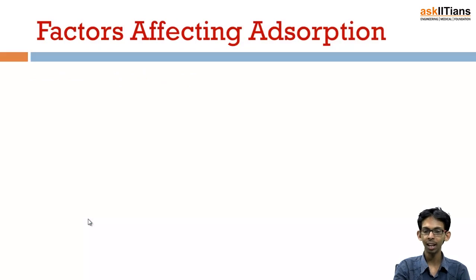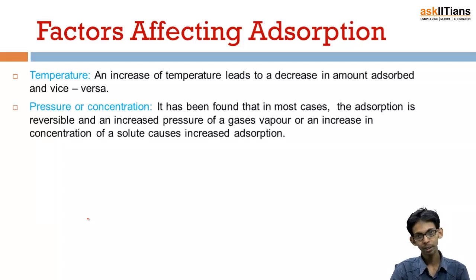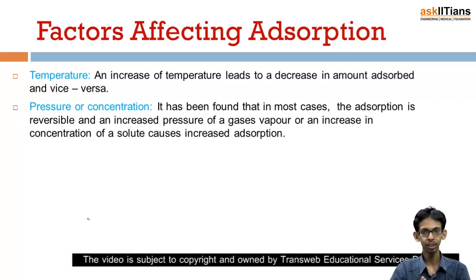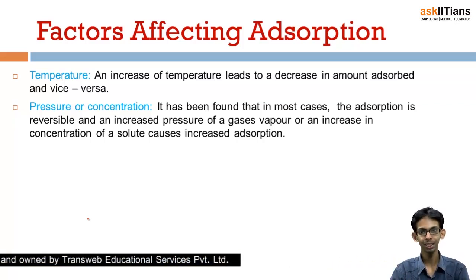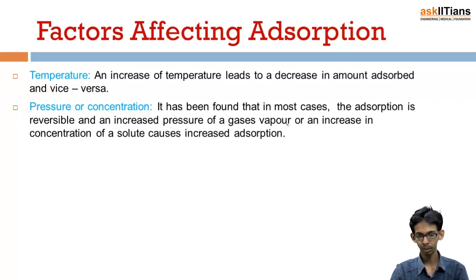Now factors affecting adsorption. First of all, temperature. We have just studied that adsorption is an exothermic process, so if we raise the temperature, the rate of adsorption will decrease. Pressure and concentration, again we have studied that the greater the pressure, the more would be the rate of adsorption, because molecules will come closer to the surface and they will get adsorbed. So it has been found that in most cases adsorption is reversible, and an increase in pressure of gaseous vapor or an increase in concentration of the solute causes an increase in adsorption. That means pressure is increased, adsorption increases.